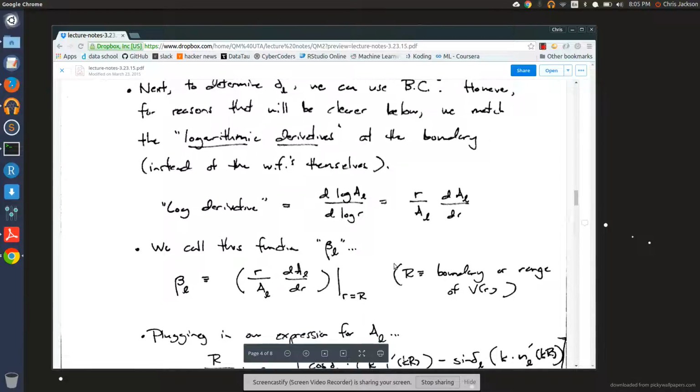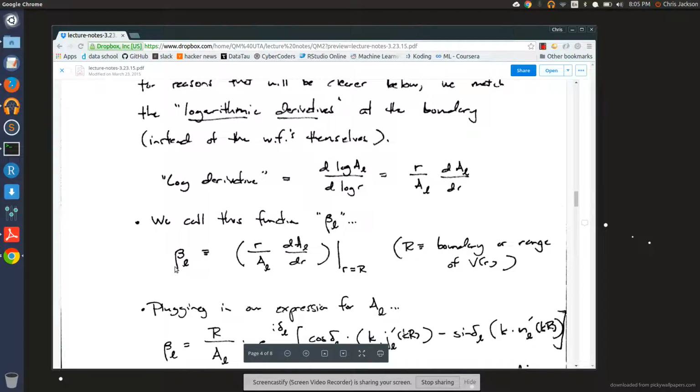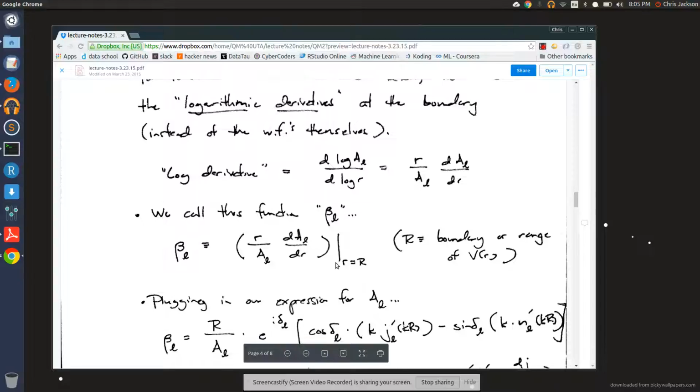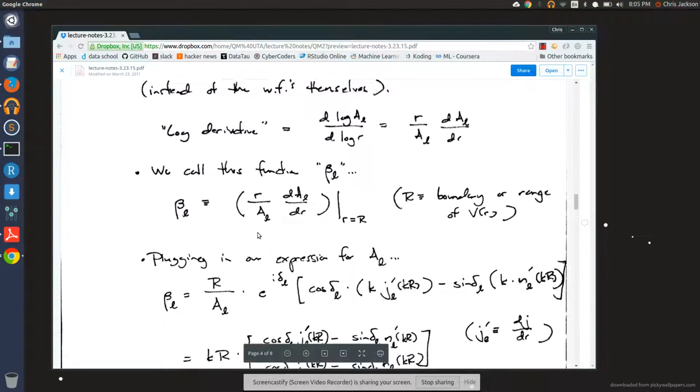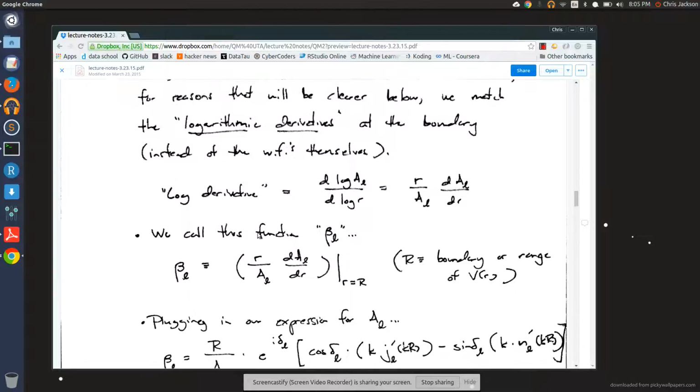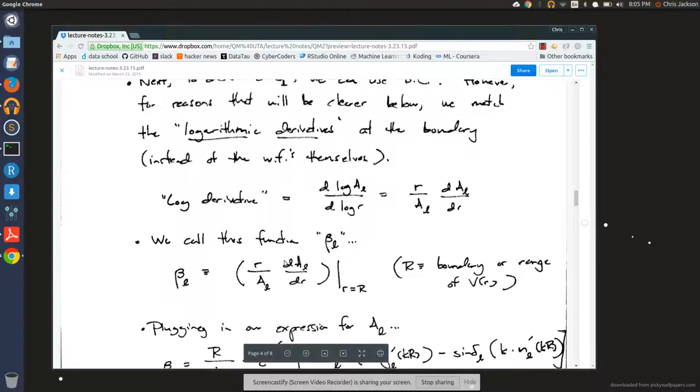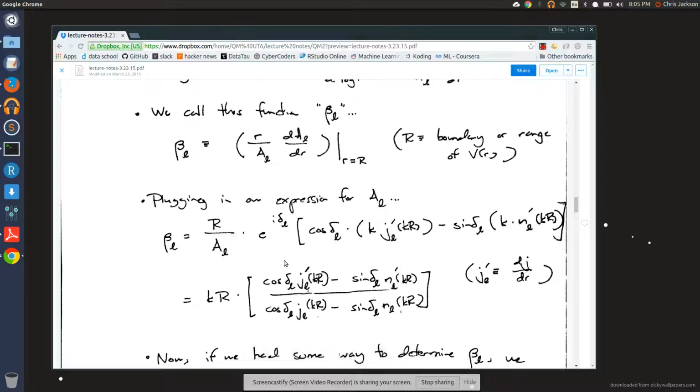And when we evaluate this thing at the boundary, we give it a special name. We call it beta. Okay, so beta_l is that thing, the derivative of our radial wave function with respect to r times r over a_l, evaluated at the boundary, or the range of our potential. Okay, so let's plug in our expression for this radial wave function and see how far we can take it.